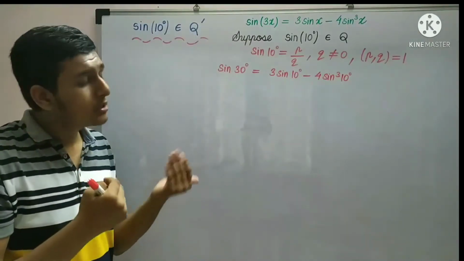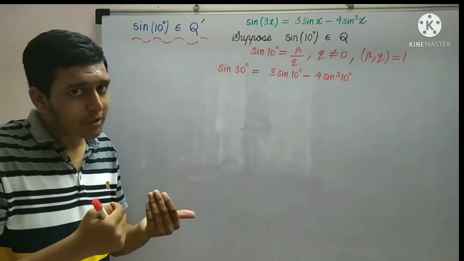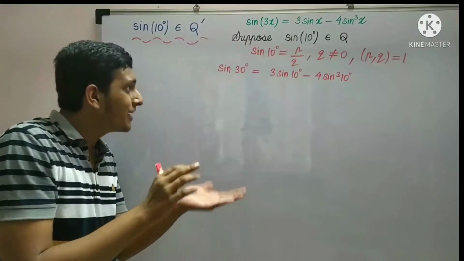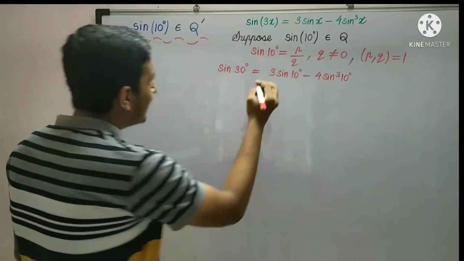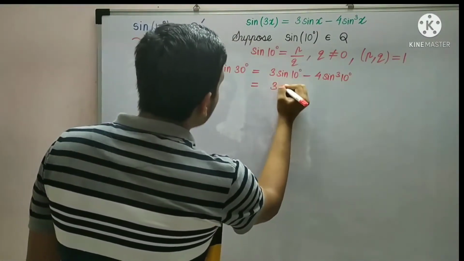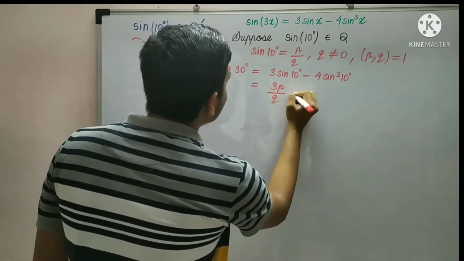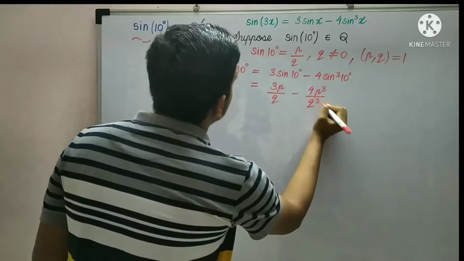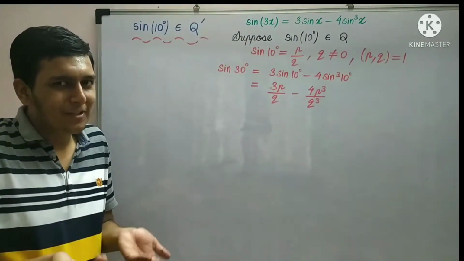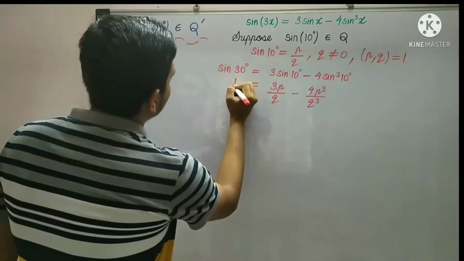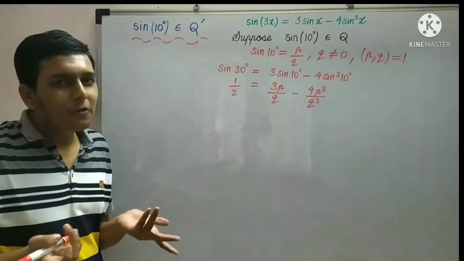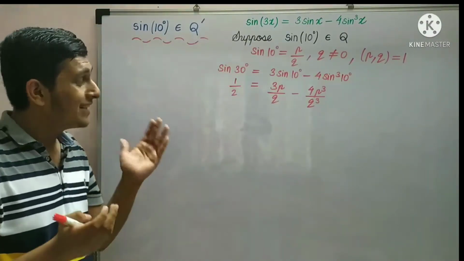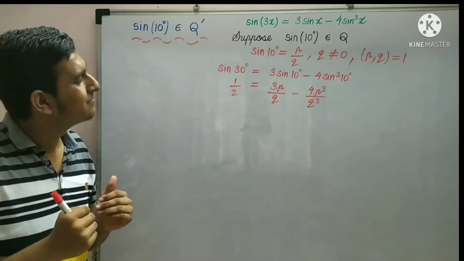Based on our assumption, sine 10 degree is p over q, which on substituting in our equation changes the equation to 3 times p by q minus 4 times p cubed over q cubed. Sine 30 degree is 1 over 2. Unfortunately, sine 30 degree holds a rational value.